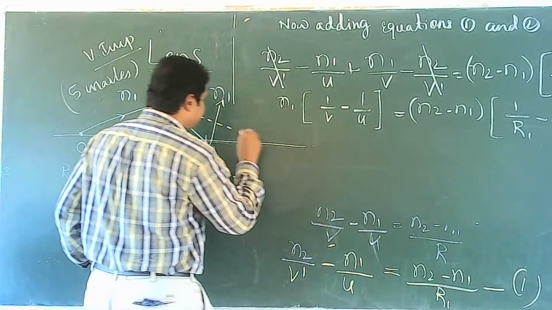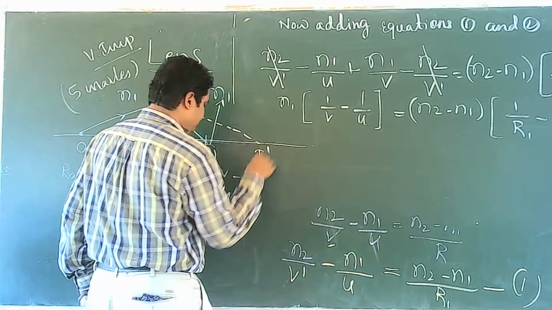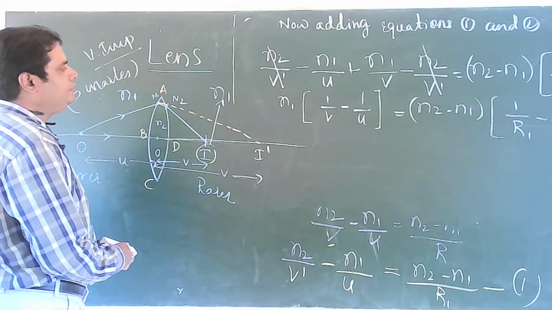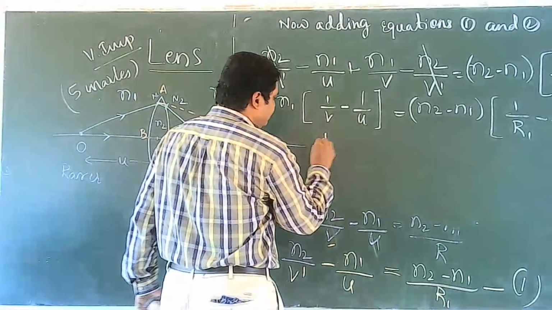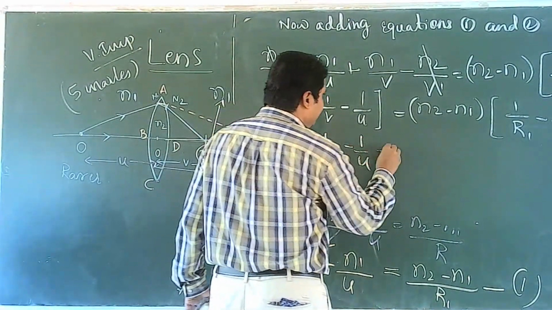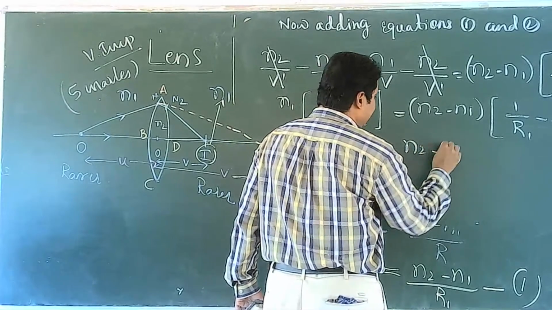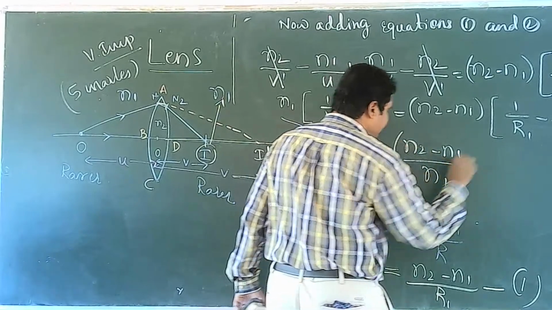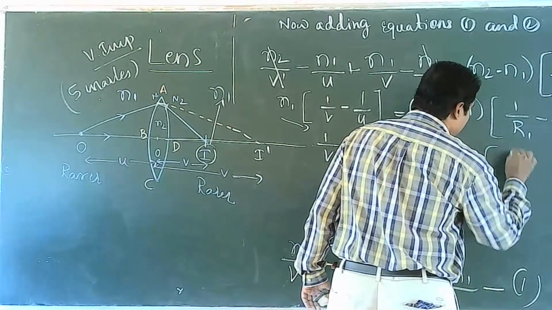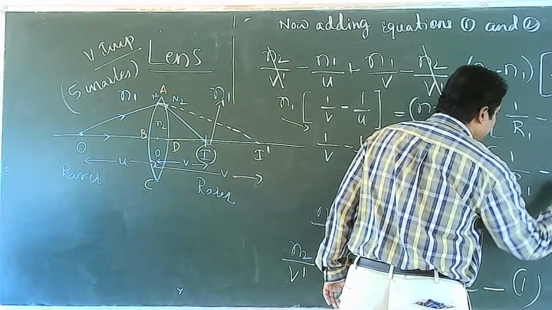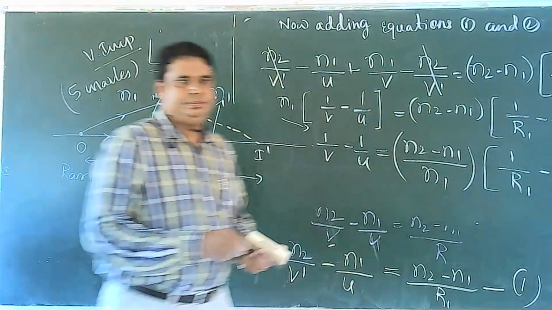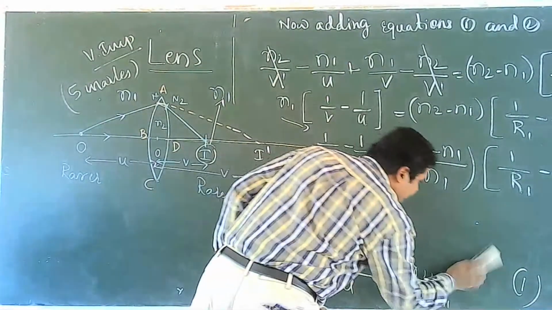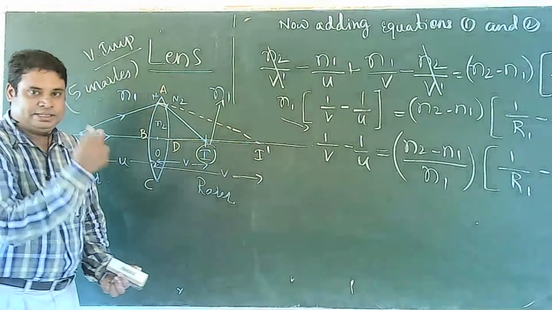Okay, I need this. Now I can cross multiply: 1 by v minus 1 by u is equal to (n2 minus n1) by n1, into (1 divided by r1 minus 1 divided by r2). Hope you understand the simplification. Now, say this here.